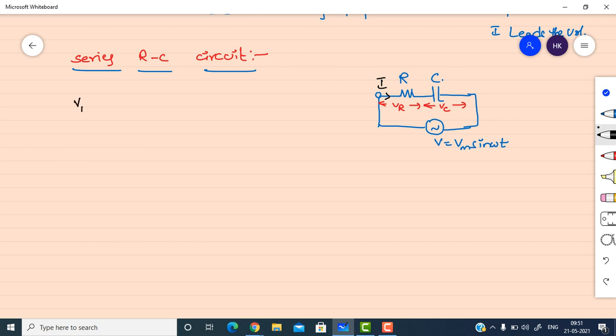So VR is nothing but voltage drop across resistor. If you understand the series RL circuit clearly, you can understand this one easily. Voltage drop across capacitor, VC.